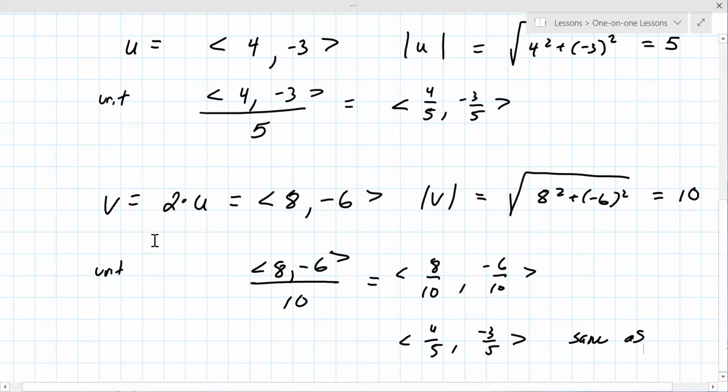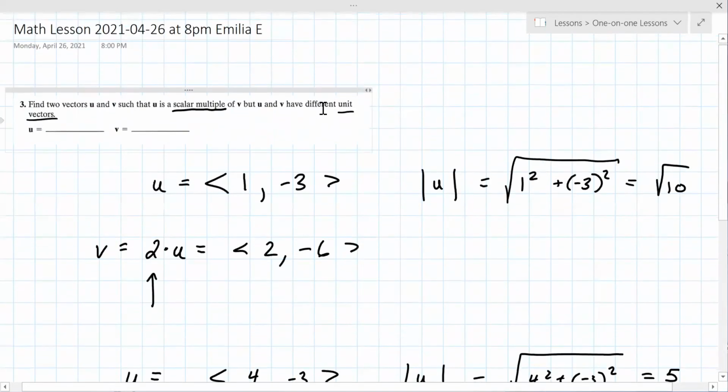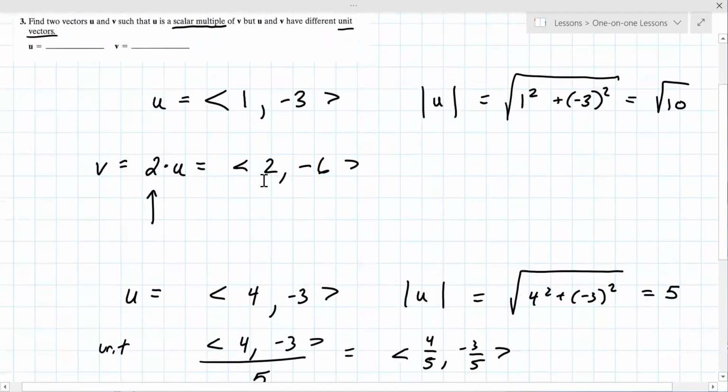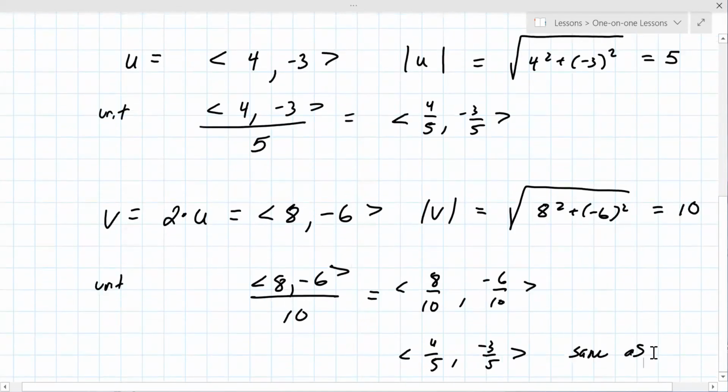But this question says that they have to have different unit vectors. Okay, so that's a problem. Okay, now we're going to resolve that problem. I guess I have to point out that the only way they're different is if you choose a number that changes this in sign. So let's say we make this -2 instead.